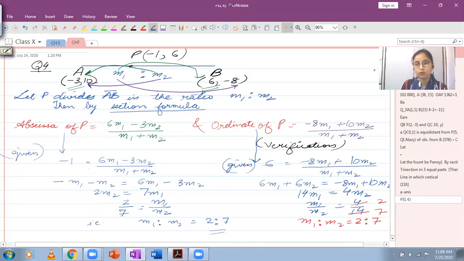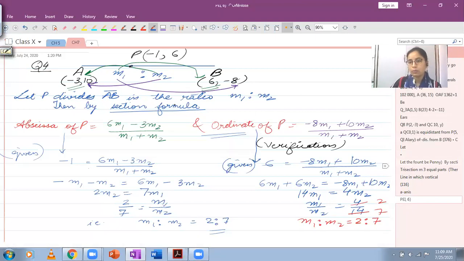I hope all of you have noted this down. And then you can verify. If we check with the help of the ordinate, here also your answer is coming out to be 2:7. So this is how you know your answer is correct. So in case you had not done the correction, please do it.